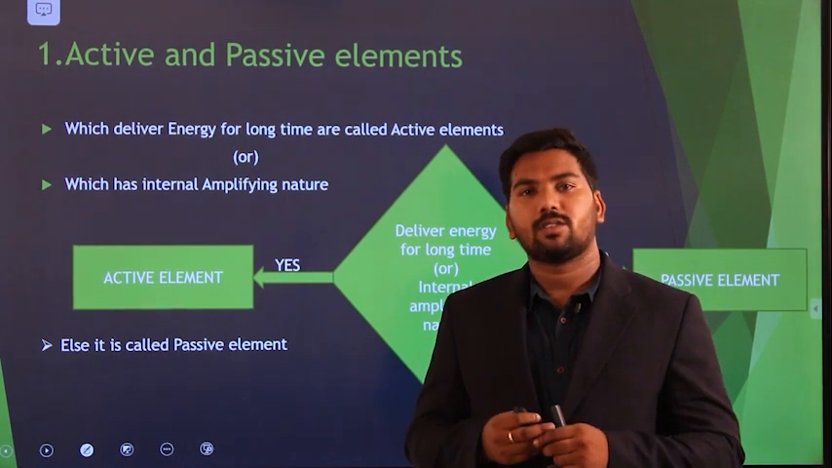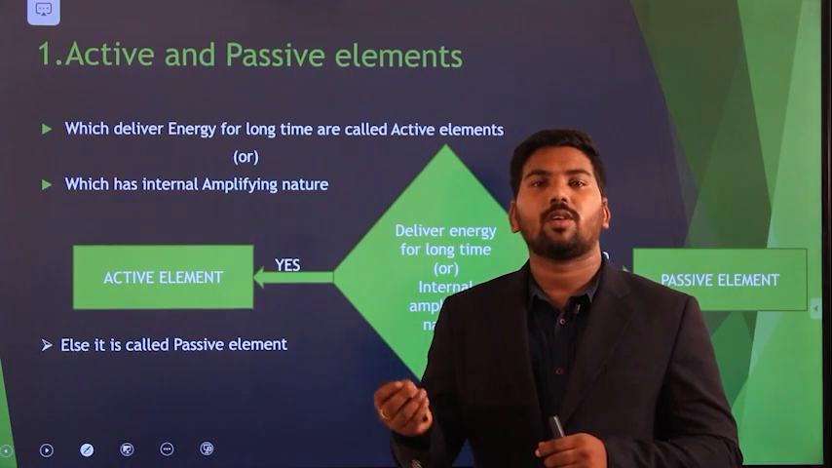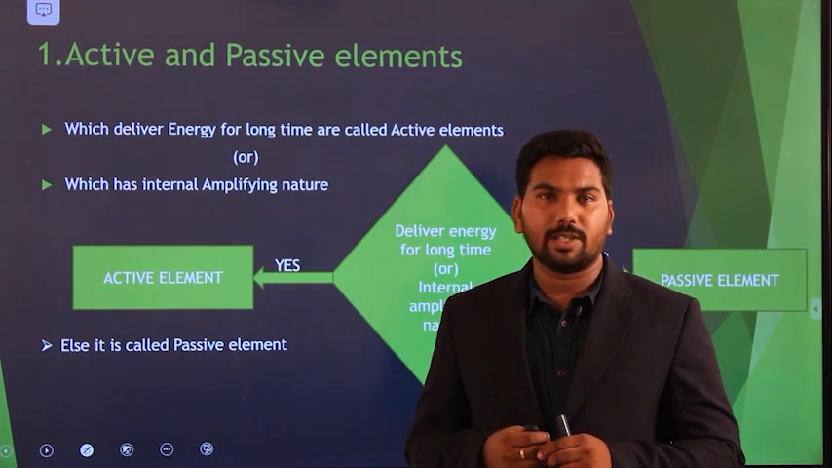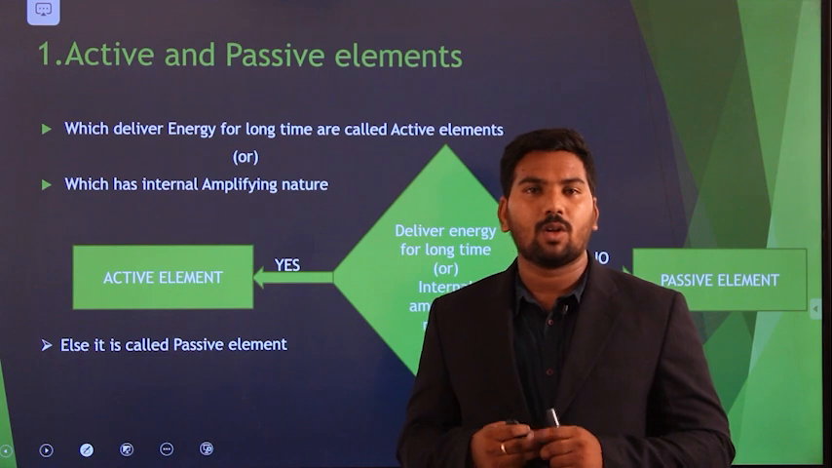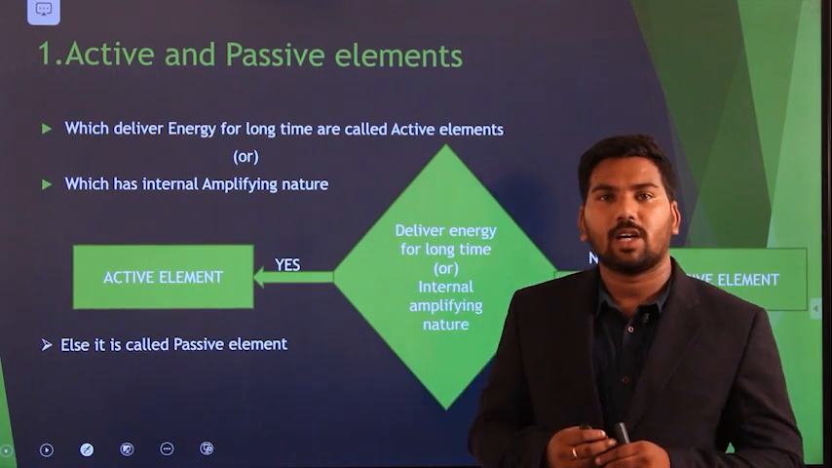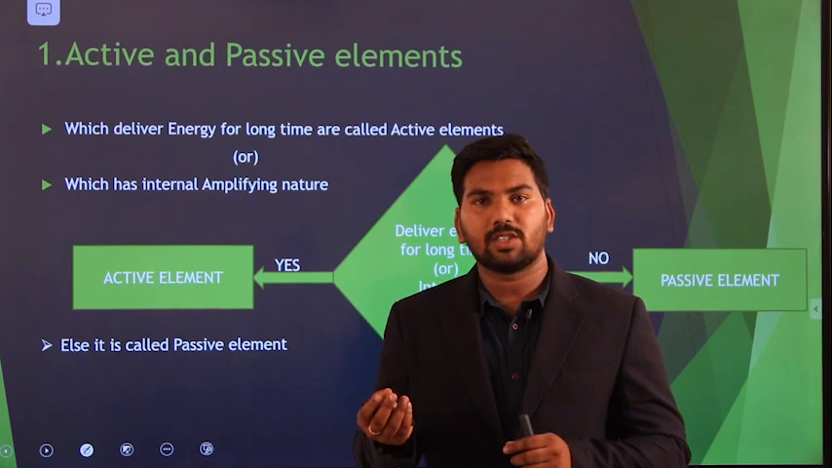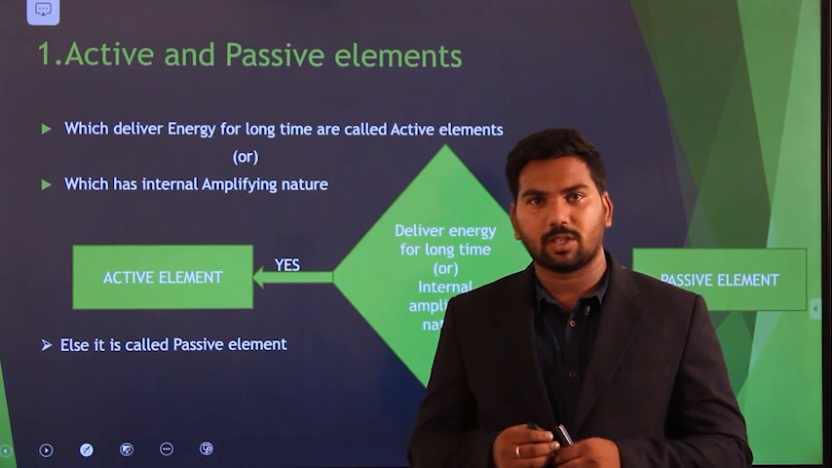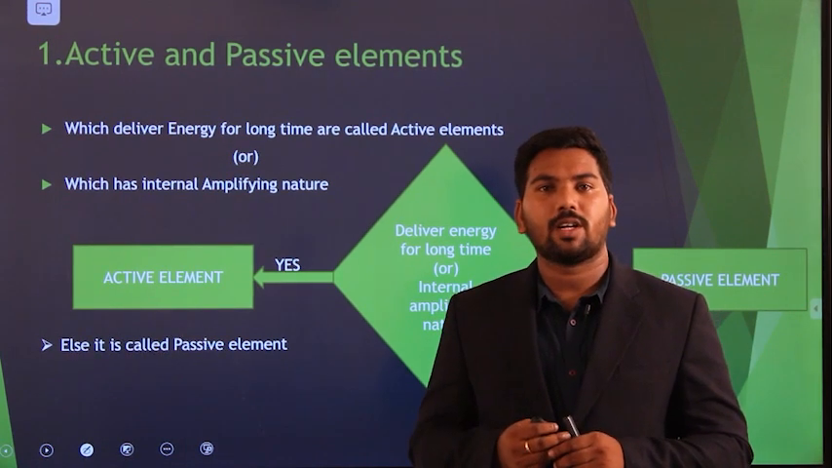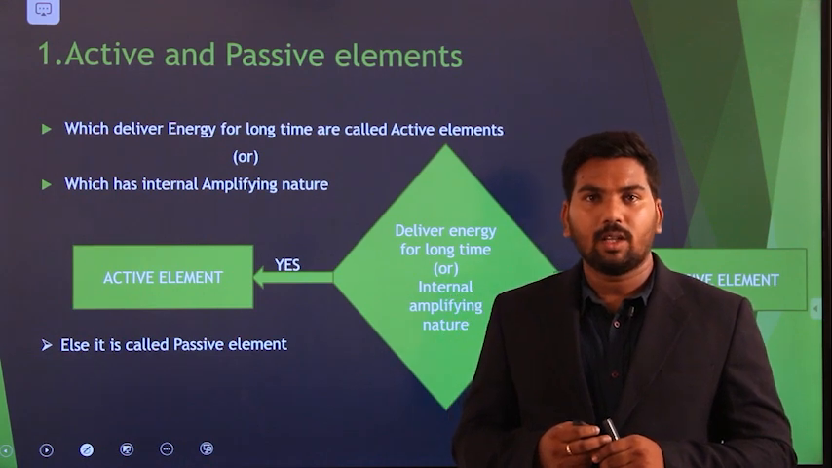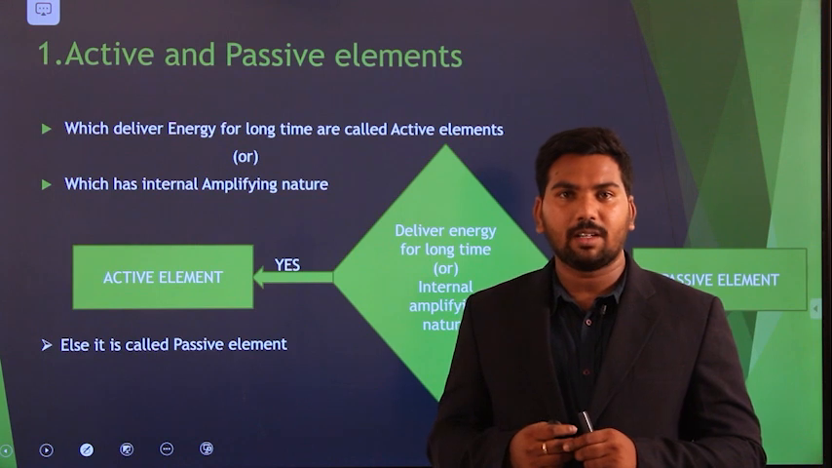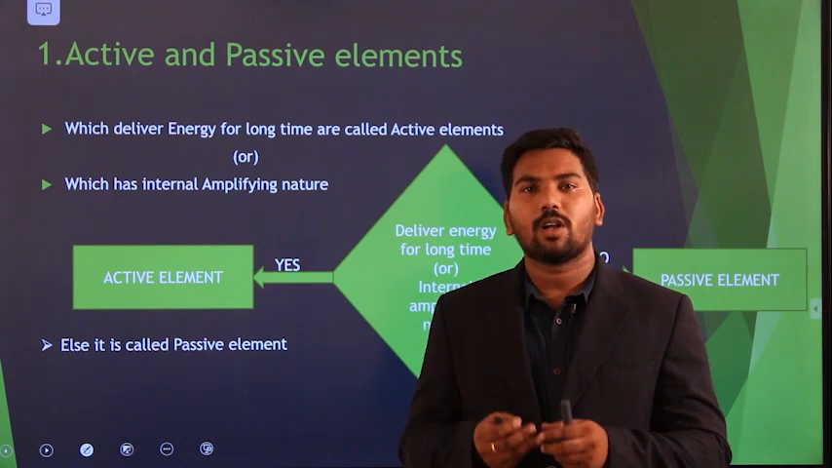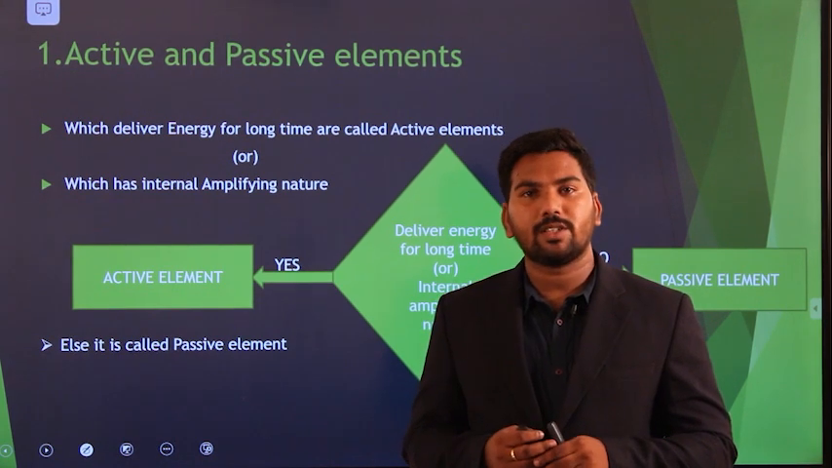Otherwise, what does otherwise mean? Elements delivering energy for a smaller time are called passive elements. Examples are inductor and capacitor. When inductors and capacitors are energized, when they have initial energy, then they will deliver energy, but not for a longer time, only a very small duration, maybe on the order of milliseconds to microseconds. Those are called passive elements. Understand? The basic definition of active and passive: elements which deliver energy for a longer period are called active elements, otherwise passive elements.